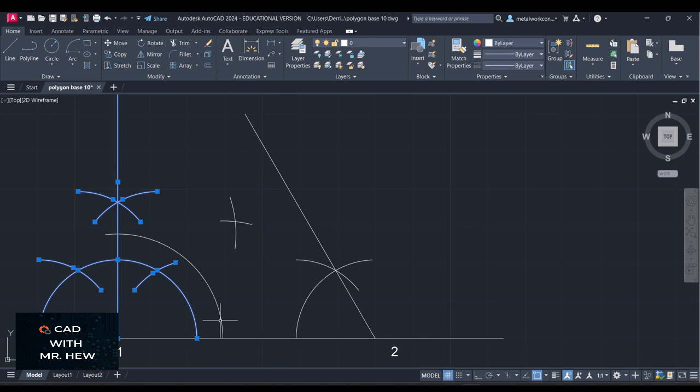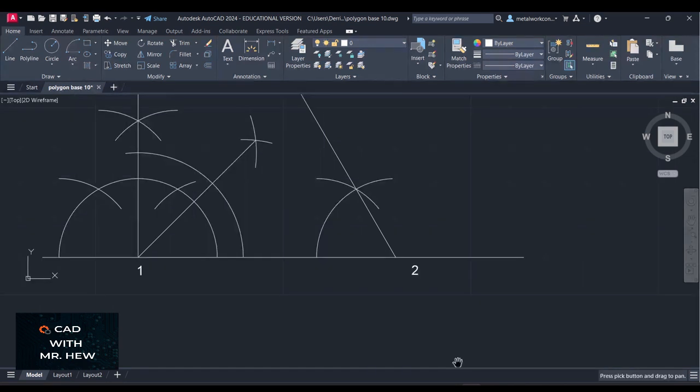Then same radius from where this arc intersects the baseline, mark an arc. And the same radius at the intersection of the 90-degree line and this arc, mark an arc. Where the two arcs intersect, that will be the 45-degree line. So let us draw it. So we're going to go line to the intersection here, enter. So this angle would be 45 degrees. Good job if you are with me.